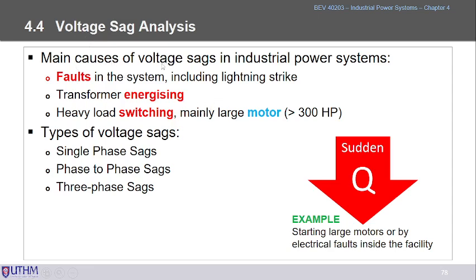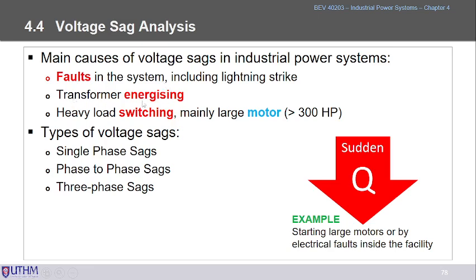So the main cause of the voltage sag, of course, is faults. If you have, let's say, 2 or 3 sections in your IPS and one section has a fault, the other two neighboring systems will experience voltage sags if you have a strong system, otherwise they will collapse as well.